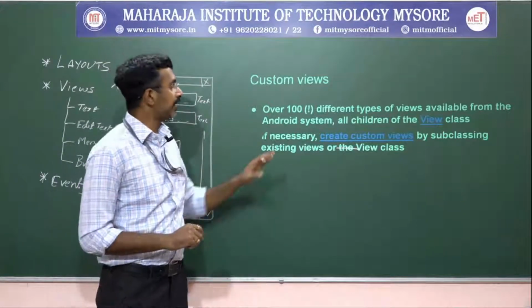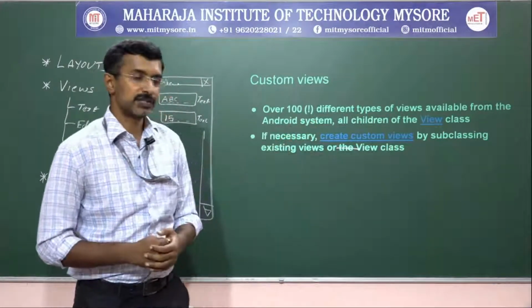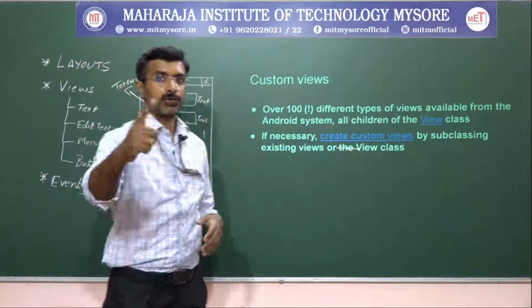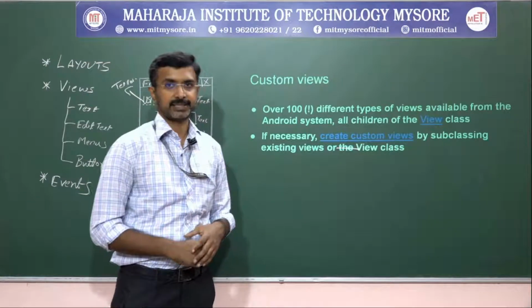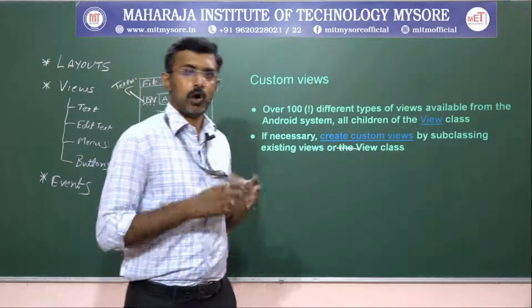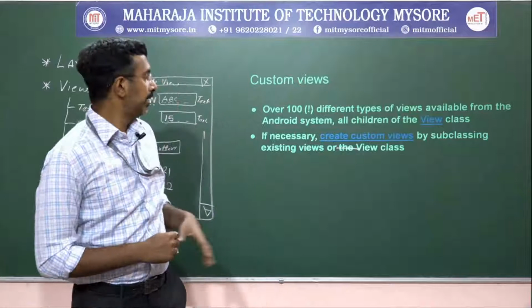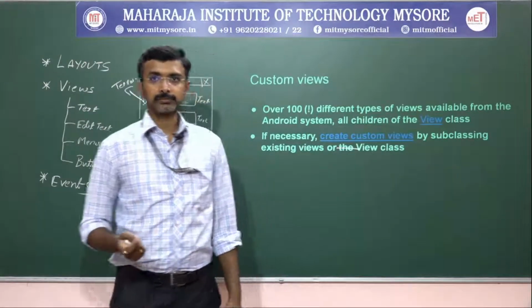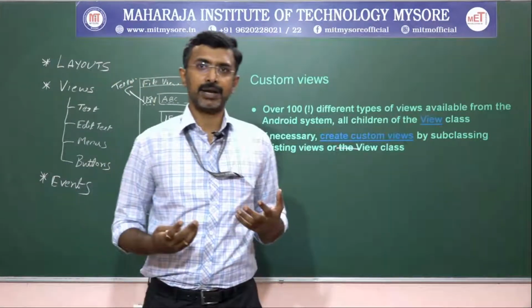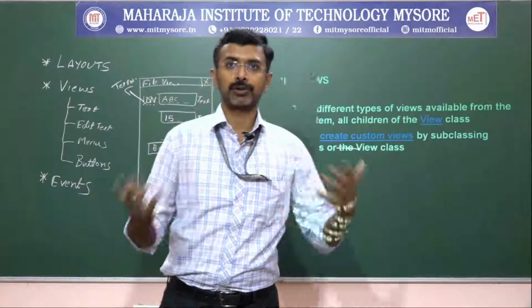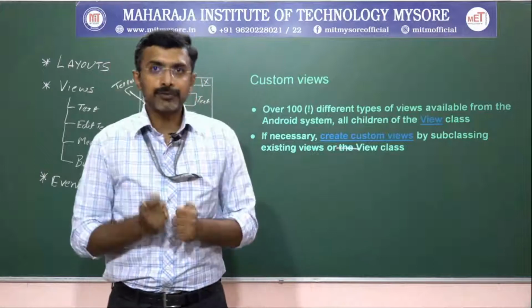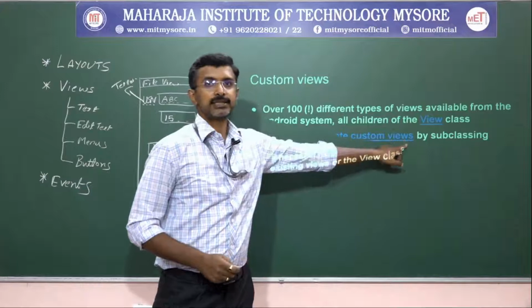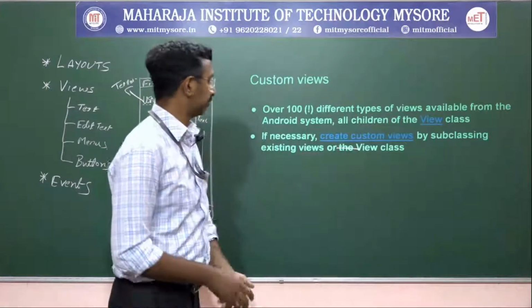Over 100 different types of views are available from the Android system, all children of which class? The View class. View class is a base class which has been derived by all other views. If necessary, you can create custom views by subclassing, which means user defined. If you want to create your own view, your own control, then you have to derive it from the base class View. So that is what it means.